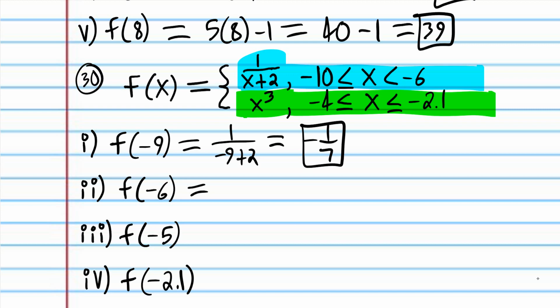Now negative 6, well, this is actually a trick problem, because notice it says that x is less than negative 6, but it does not say that it's equal to negative 6. So we're not going to use this blue expression. So let's see if we're going to use the green expression, but you can see that negative 6 is not in this interval either. So what do we do? Well, we don't do anything. The function's not defined for that input. So we say undefined.